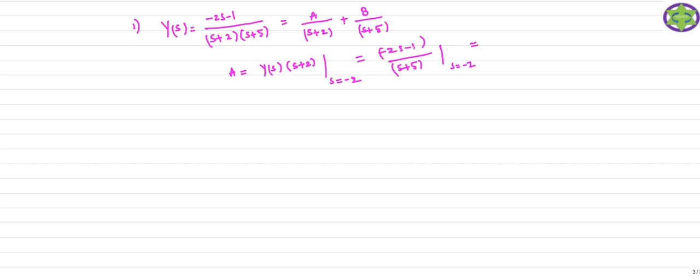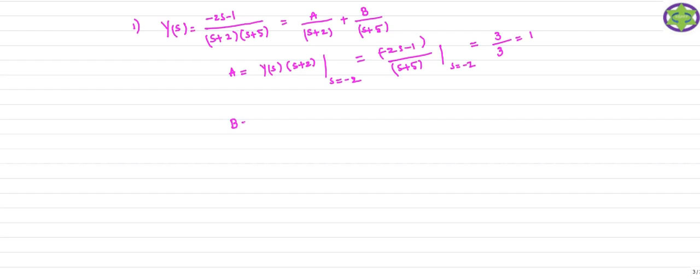When you evaluate this at s equal to minus 2, what do we get? Here the numerator is 3. What is the denominator? The denominator is again 3. So what is the value of A here? A is 1. So that is your A. I just expanded Y of s using the partial fractions.